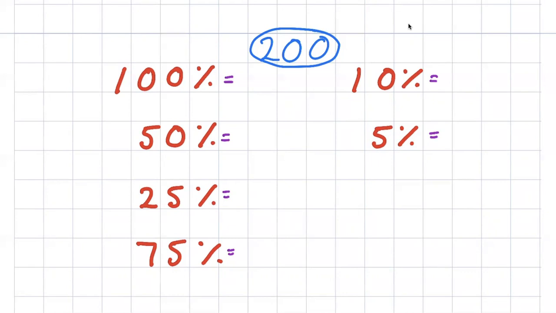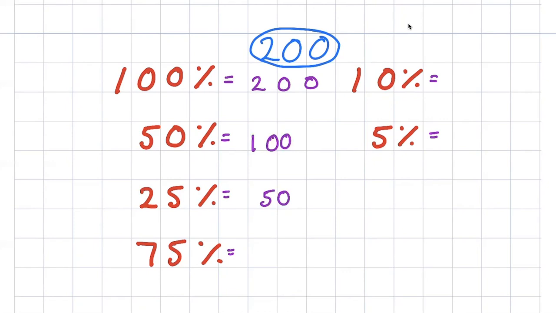Okay, so 100%, remember we said that's all of it, so 100% of 200 is 200. 50%, we said that was the same as a half. Well, half of 200 is 100. 25% is a quarter of 200. Now a quarter is a half of a half. So all we have to do is take the value that we got for 50% and halve it, and we get 25%. So half of 100 is 50, which means that 25% of 200 must be 50.